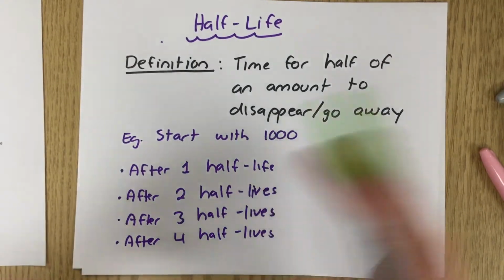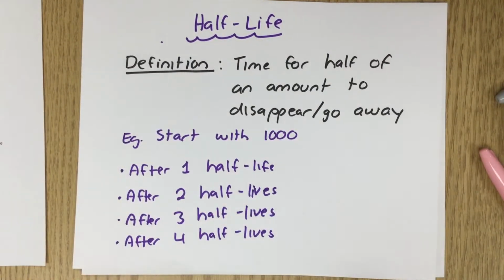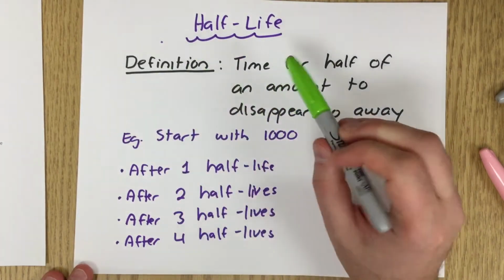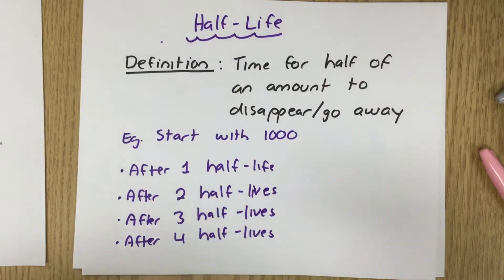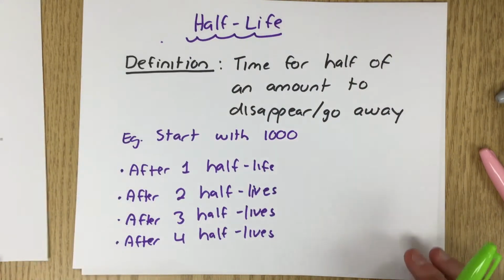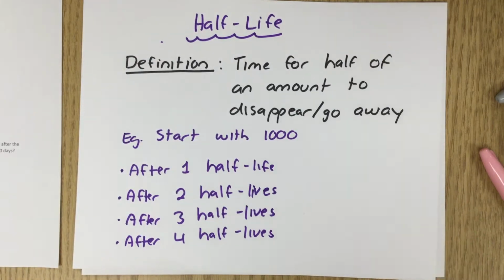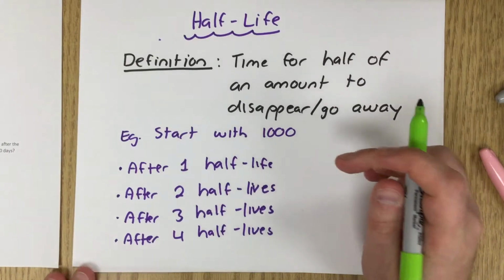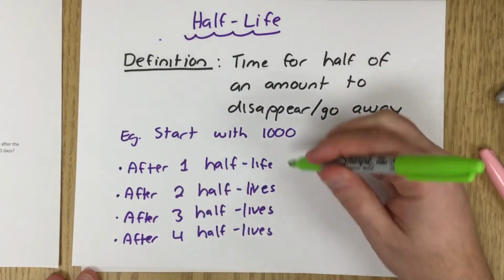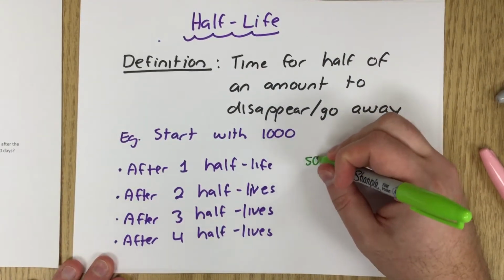There's a concept called half-life, and I've given a definition of half-life here. A half-life is the time it takes for half of an amount to disappear or go away or decay or somehow not be around anymore. So let's say, for example, we start with 1,000 things. After one half-life, half of them are gone. So now we have 500 left.